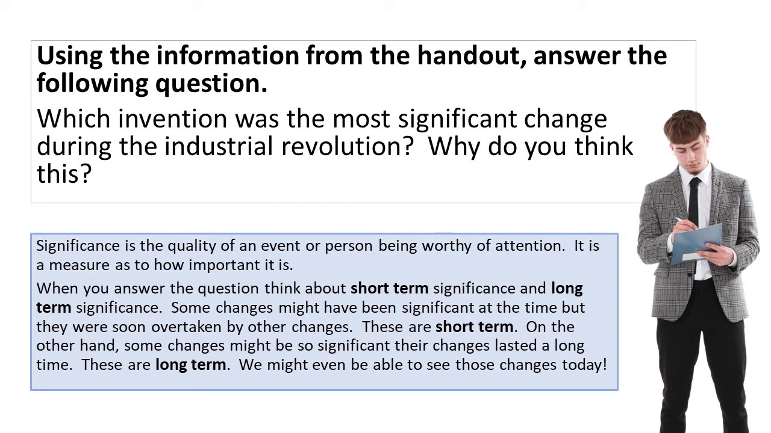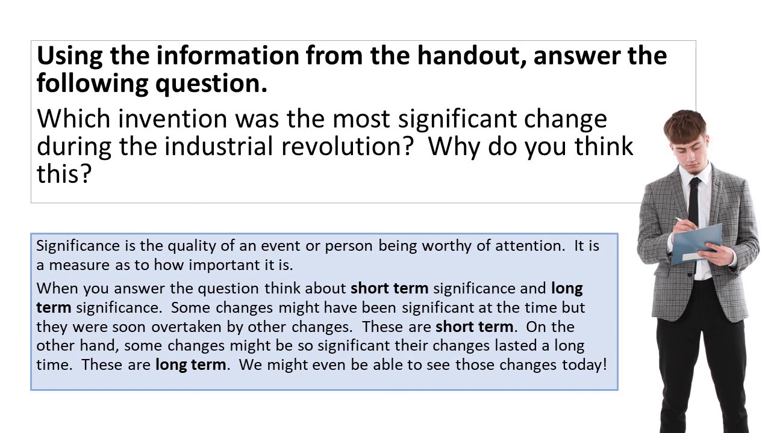Now I've given you some guidance on what significance means, and it's the quality of an event or a person being worthy of attention. It's a measure of how important it is. And you need to think about short-term significance. So some things may have been significant at the time, but they were overtaken by other changes. They're short-term. Whereas other changes may be so significant they lasted a long time. These are long-term significance. So there's your written task from today's lesson.